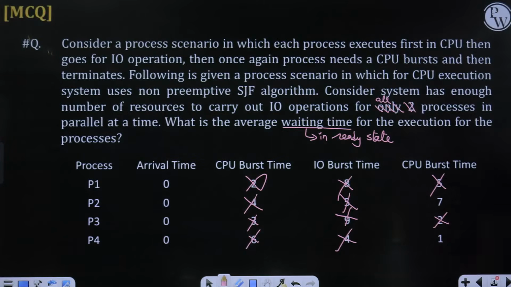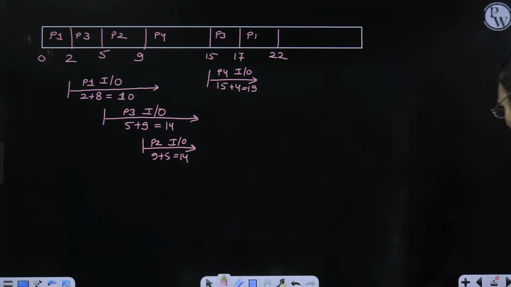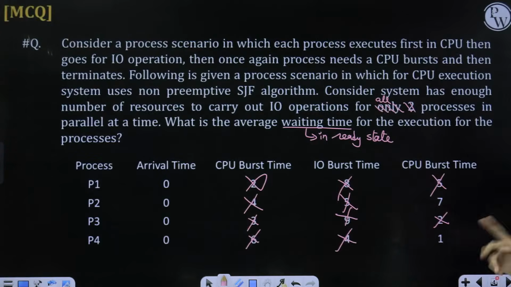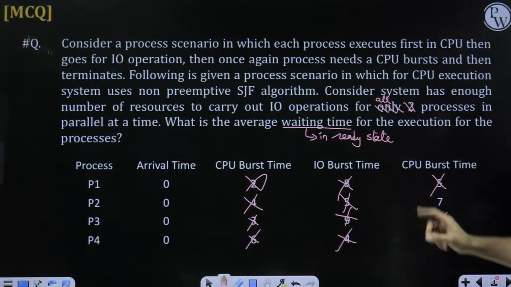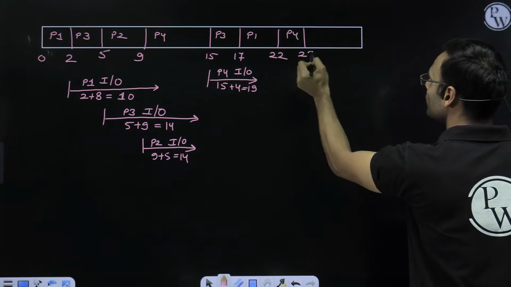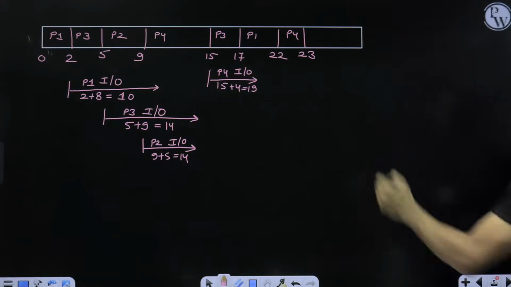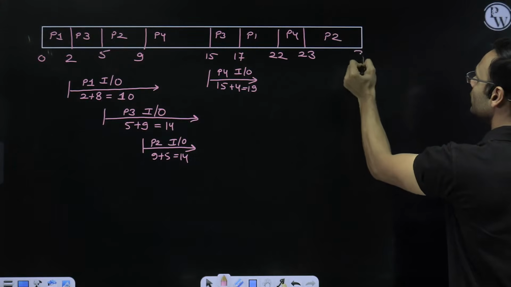Now look at this. After 22, you can see P4 has already come. Yes, and P2 is also waiting. So P2 and P4 are already there. Now among these two, P4 is the smallest. So P4 will run first for 1 time unit, till 23. And after that, P2 will run till 30.